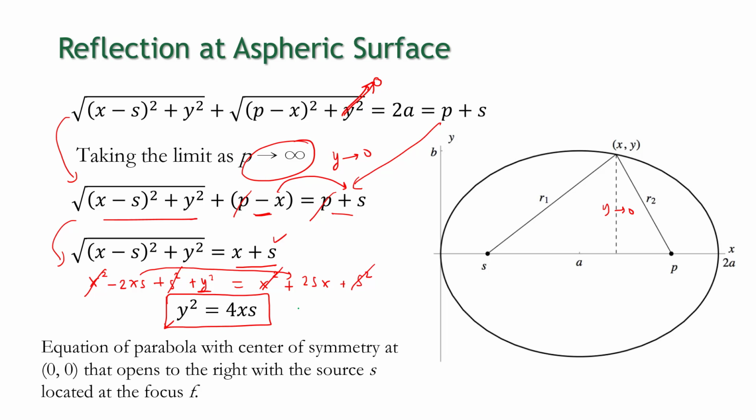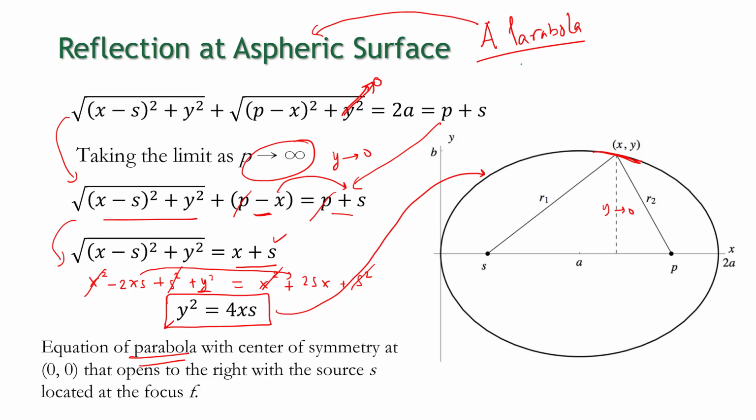Okay, we get this equation, and this equation explains the shape of this reflecting surface, which is the equation of a parabola. So that means for this aspheric surface we can use a parabola. A parabola can be used as a reflecting surface. And again, aspheric means something that is not perfectly spherical.